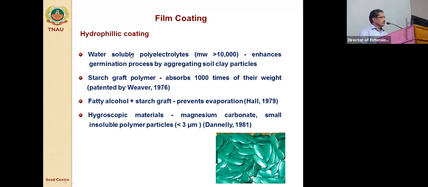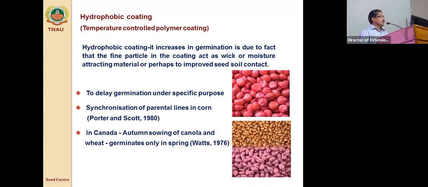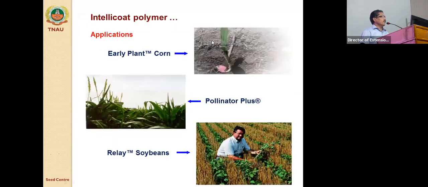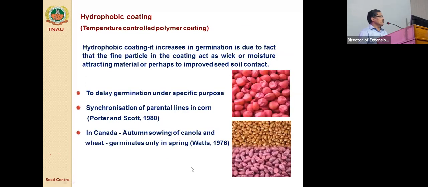Then, just exactly opposite to that, the hydrophobic. The hydrophobic is mainly to repel moisture. Actually, here it was written wrongly, so please just ignore this. To delay the germination process or to delay the imbibition process, these hydrophobic polymers are used to minimize moisture absorption, especially when seeds are sown in high moisture environments or flooded situations.